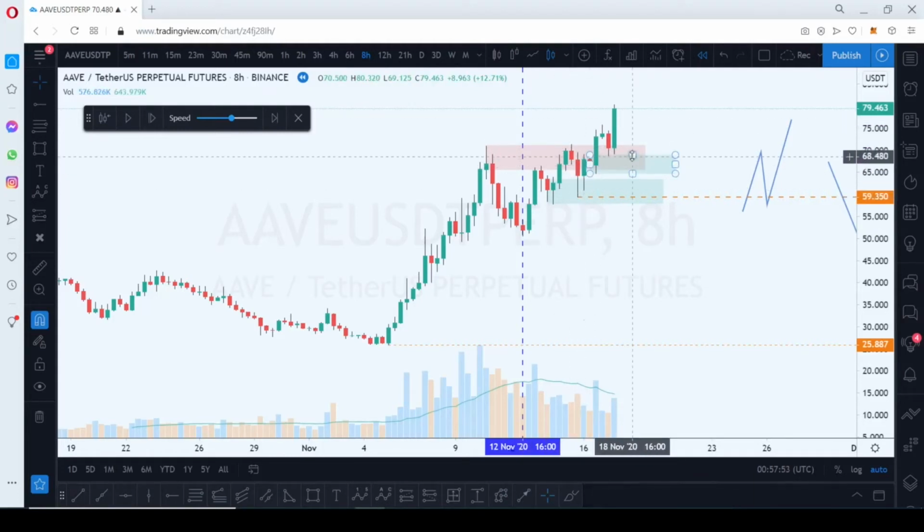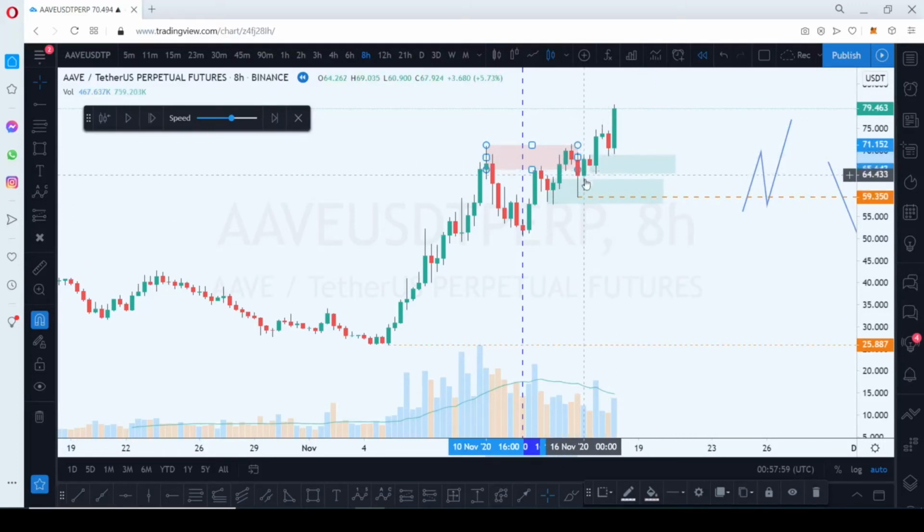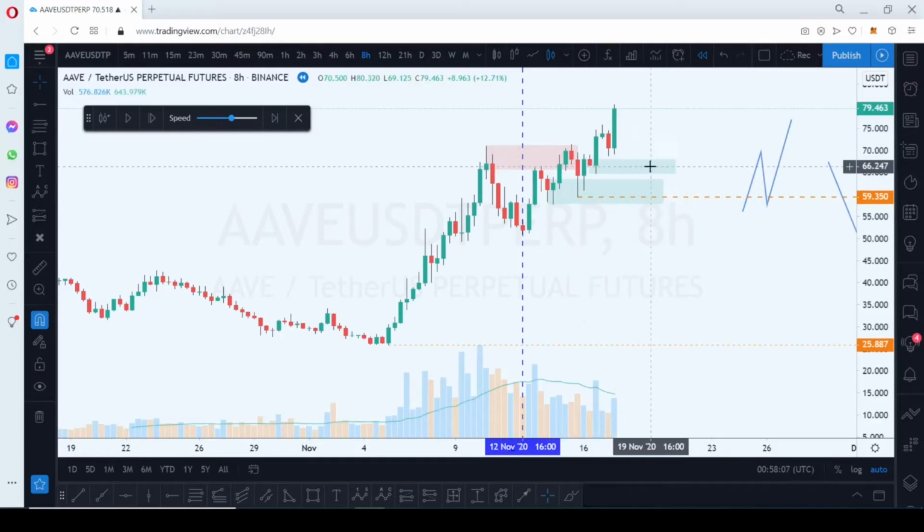If you use the highs of this demand, let me draw this one to the point it was broken so you can see clearly. If you use the highs of the last red candle, then you might have been in the trade. But if you use the body, then you will have missed the trade. But then let's see what happens.